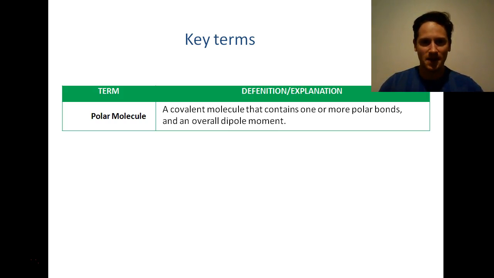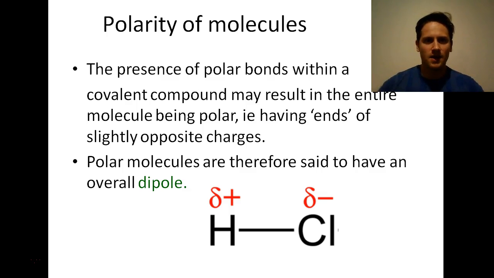a polar molecule. A polar molecule is a covalent molecule that contains one or more polar bonds and an overall dipole moment. So let's jump into what that means. Now, polarity of molecules. When you have polar bonds in a covalent compound, that may result in the entire molecule being polar, so having ends of slightly opposite charge. Polar molecules are therefore said to have an overall dipole.